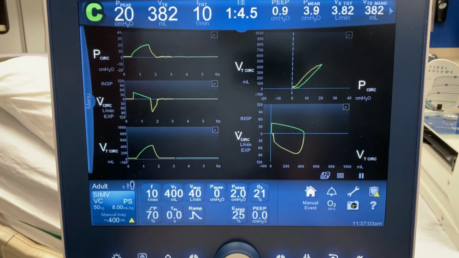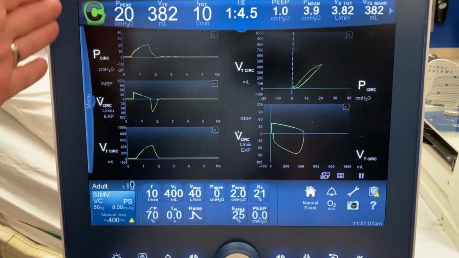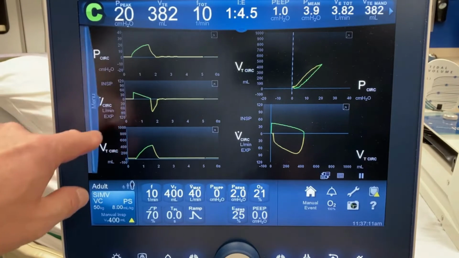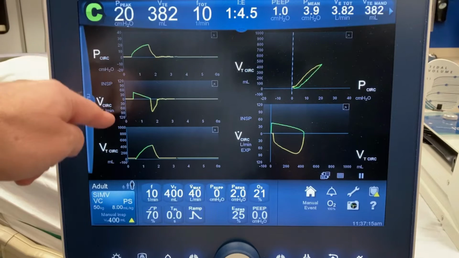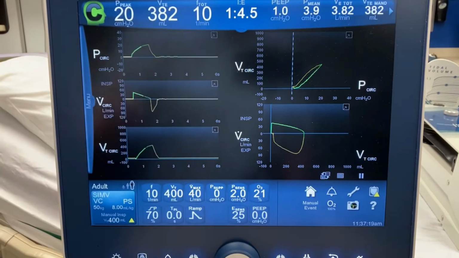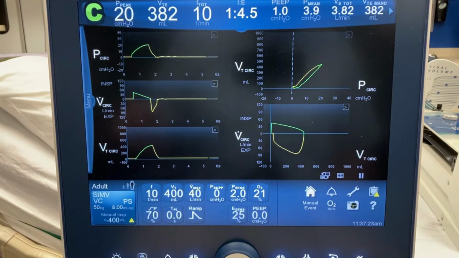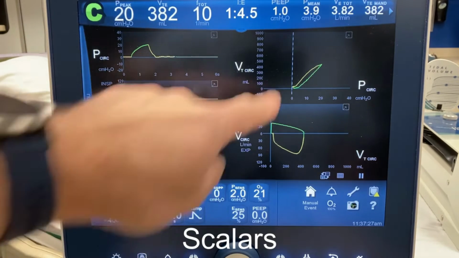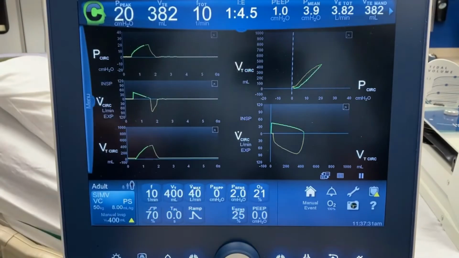So we have 5 main waveforms on the ventilator. These on the left are called scalars. They plot something, either pressure, flow, or volume over time. So the vertical axis would be pressure, flow, and volume here, and then these would be 6-second increments on the horizontal axis. Those are called scalars, S-C-A-L-A-R-S. Over here we have loops. We have our pressure volume loop and our flow volume loop.